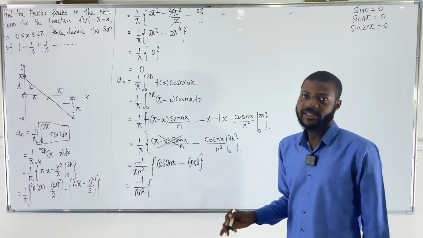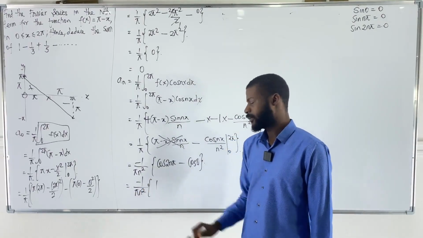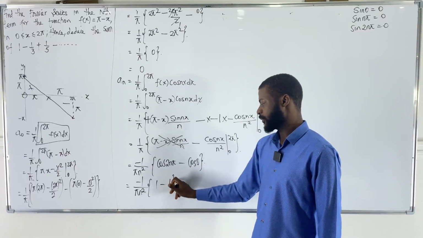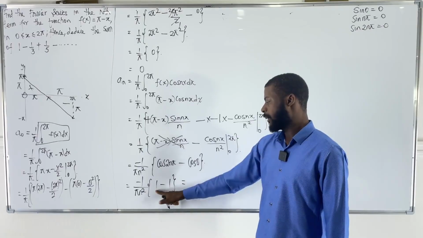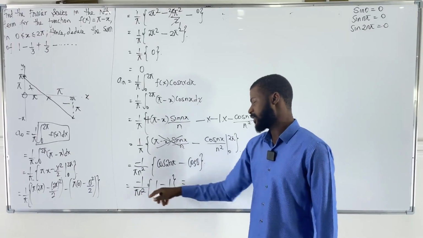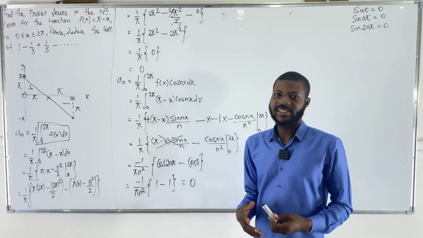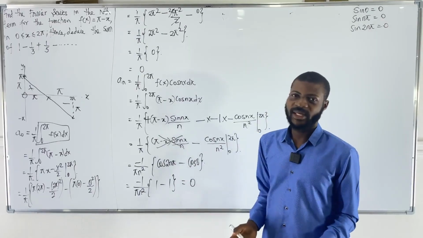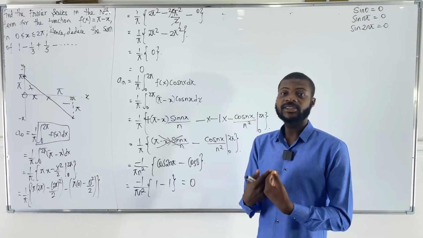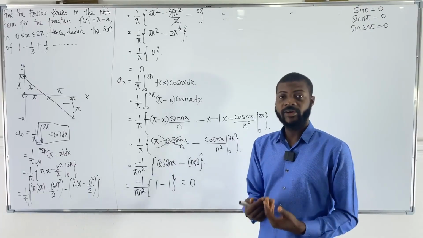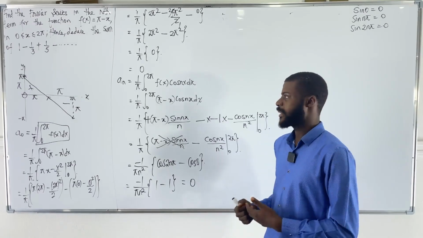Now, cos 2n pi is a special value, and it's 1. Cos 2n pi is 1. Minus cos 0 also is 1. So 1 minus 1 is 0. So 0 times this will just give me 0. As you can see, it's not looking as if I should have just said it's 0 right from the beginning. But remember, when we finally treat even and odd functions, you will then understand why this is happening.